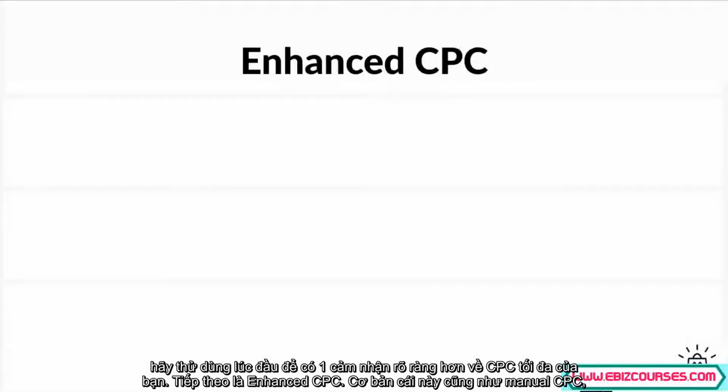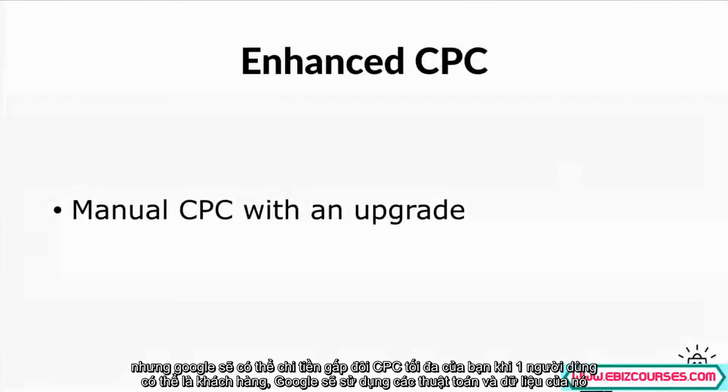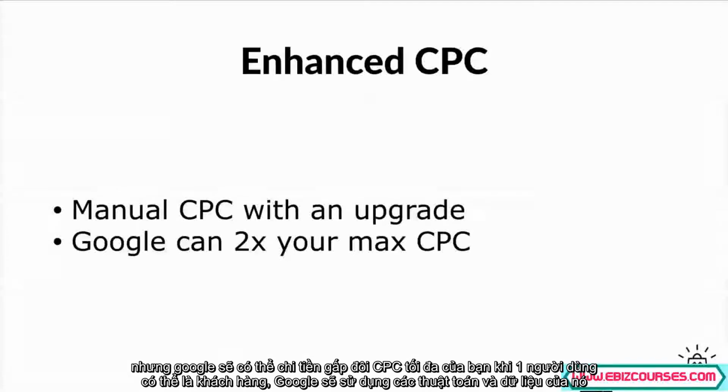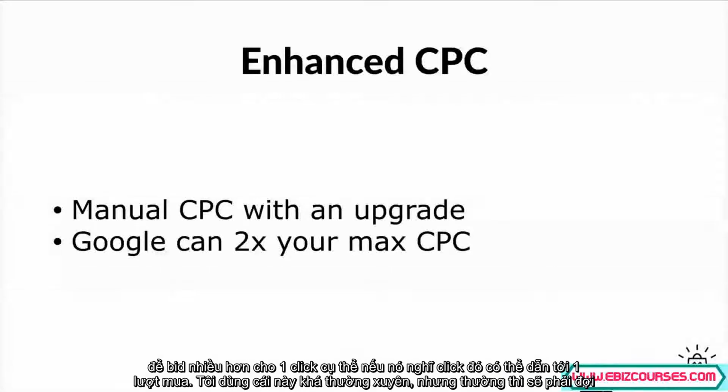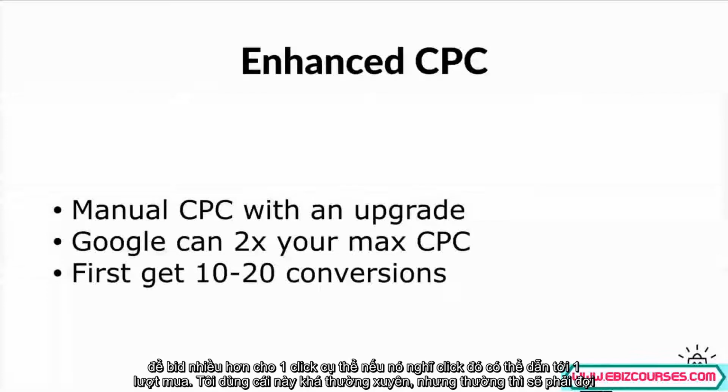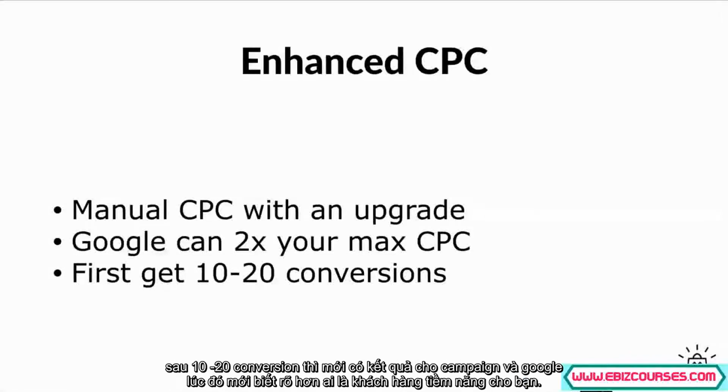Then enhanced CPC. This is basically like manual CPC, but it gives Google the freedom to spend up to 2 times your max CPC when it thinks a user might be a potential buyer. So they use all of their intelligence about the people they have in their systems, all the data they have, to actually bid a lot more for a specific click if they think a click might result in a sale. And I use this quite a lot, but my recommendation is to first get 10 or 20 conversions in before you actually switch this on in your campaign. Because then Google also gets a better idea of what a valuable visitor is for you.